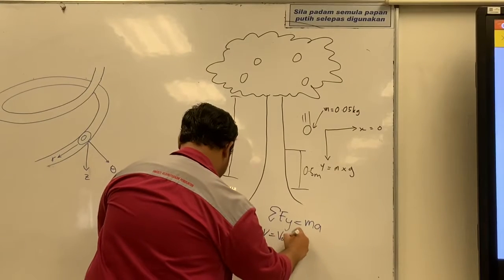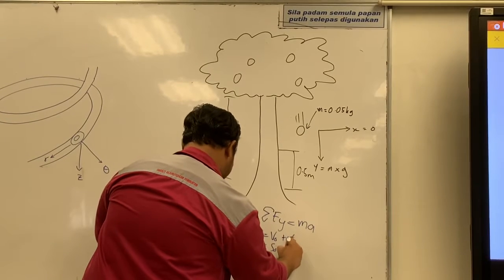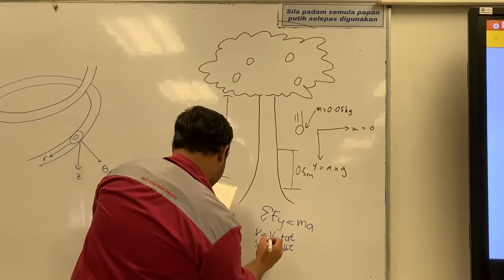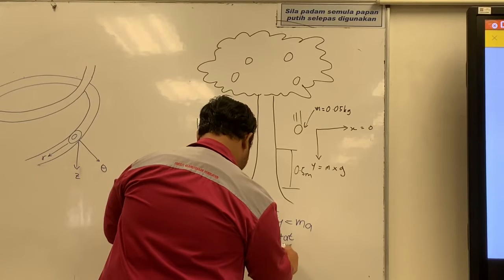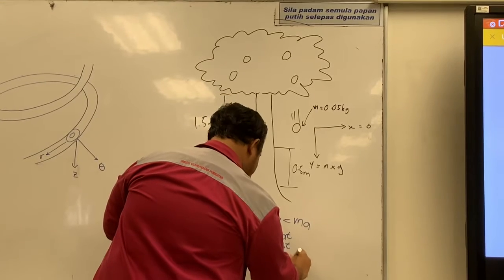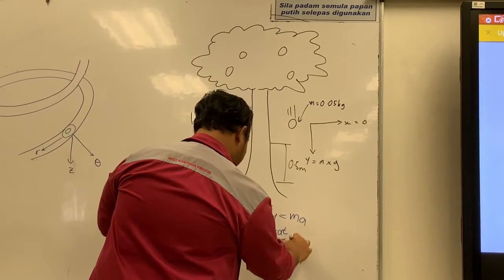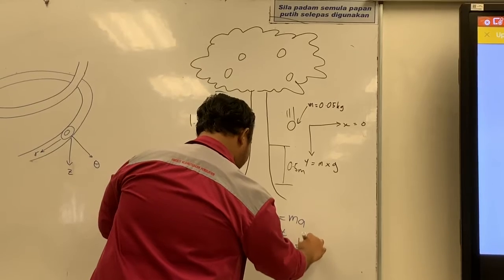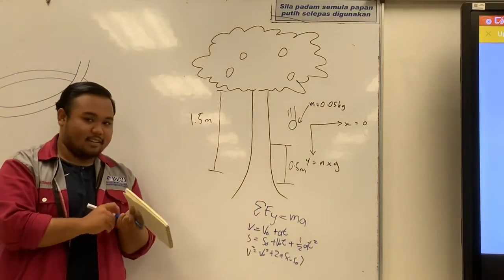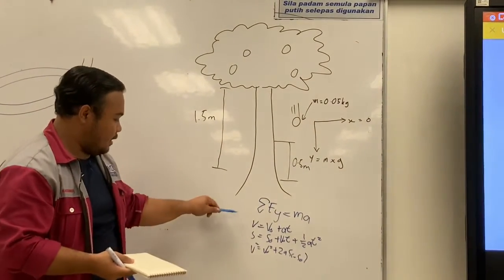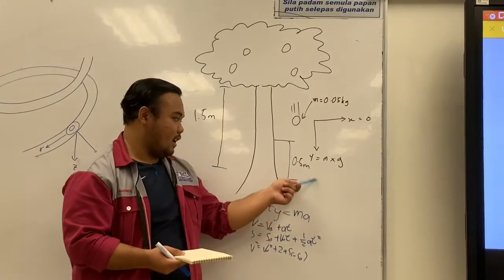v naught plus at, s equals s naught plus v naught t, and v squared equals v naught squared plus 2a(s minus s naught). Only use these equations when the acceleration is constant. So by using these equations, you can obtain the velocity and acceleration of the apple by using the x, y, and z coordinates.